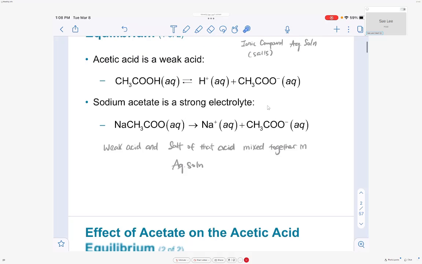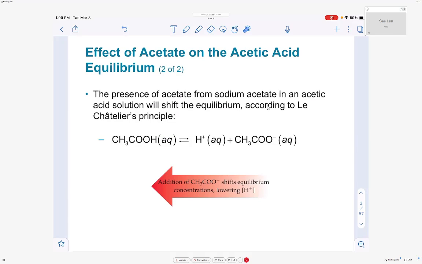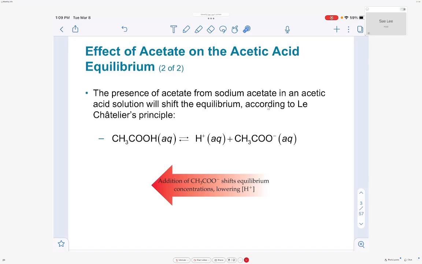So then what happens is, again, if the screen is blurry, let me know, okay? So then what happens is due to the complete ionization of the sodium acetate, which increases the acetate anion concentration within the system, the equilibrium concentration of acetic acid dissociation equation is going to be shifted.